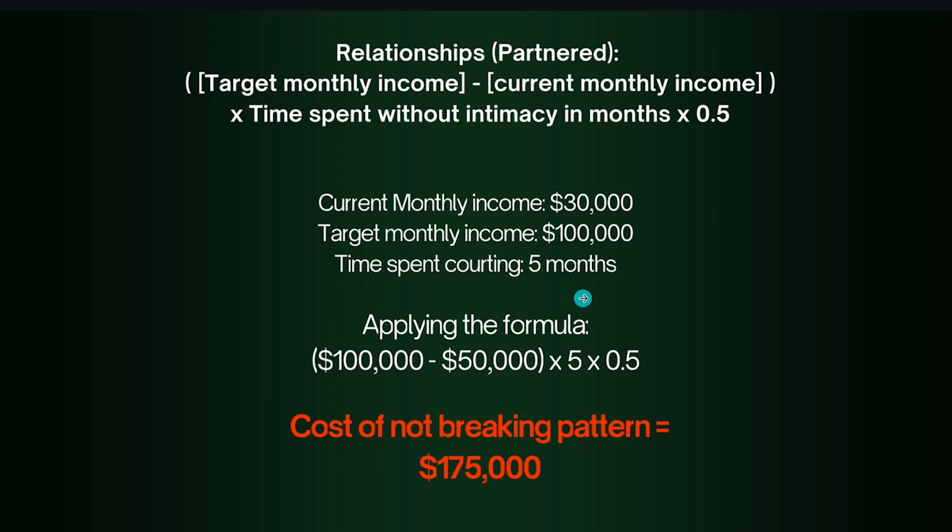Again, when you apply the formula, the cost of not breaking the pattern, and remember, you're 50% more impacted in this case. When you're single it is 30%. So here we use 0.5. The cost of not breaking this pattern is $175,000 in 5 months. If you extrapolate this across the year, you're looking closer to $400,000.